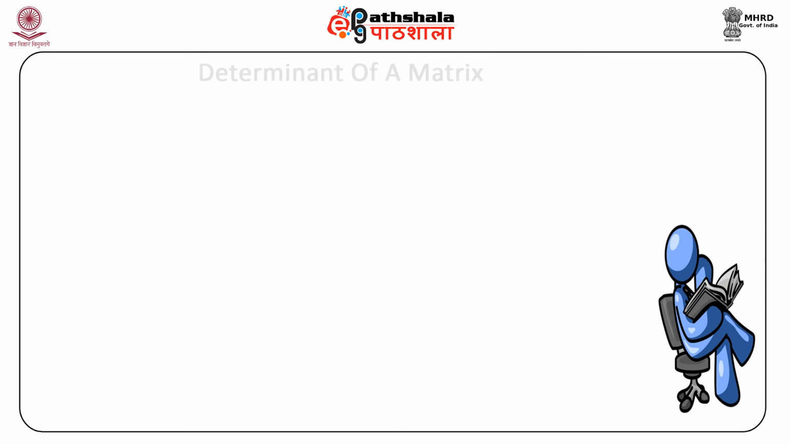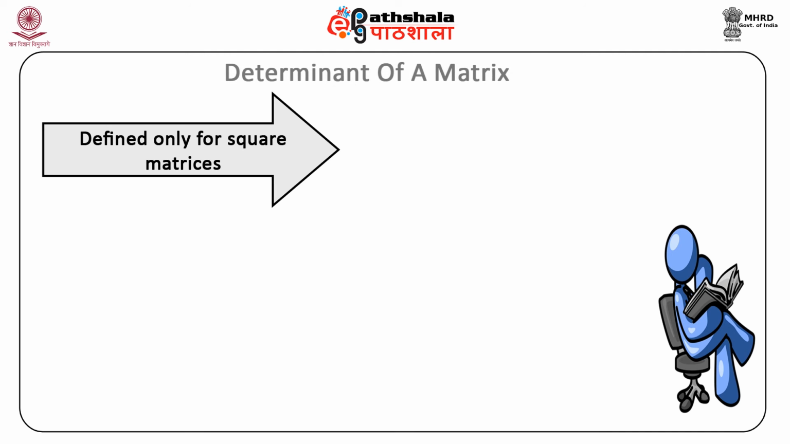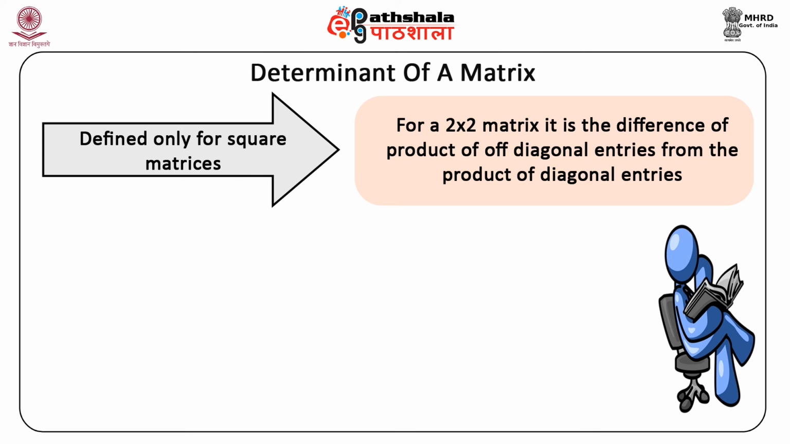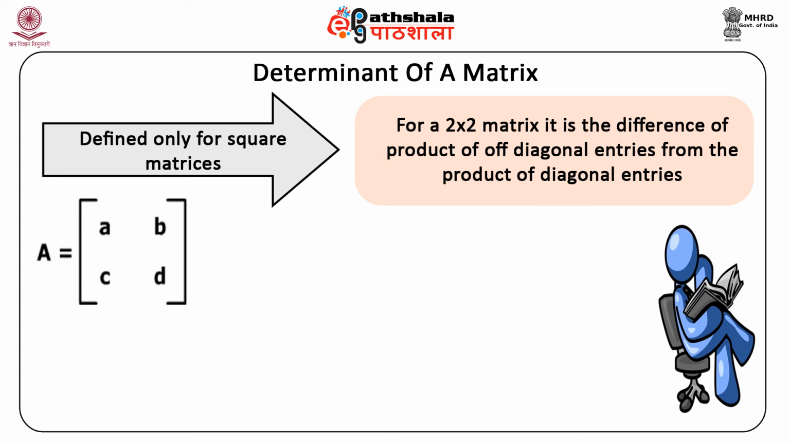Lastly, we will be discussing the determinant of a matrix. Determinants are defined only for square matrices. A determinant is a real number associated with every square matrix. For a 2 by 2 matrix, it is the difference of the product of the diagonal entries and the product of the off-diagonal entries. A is equal to a, b, c, d. That is, determinant of A is equal to ad minus bc.